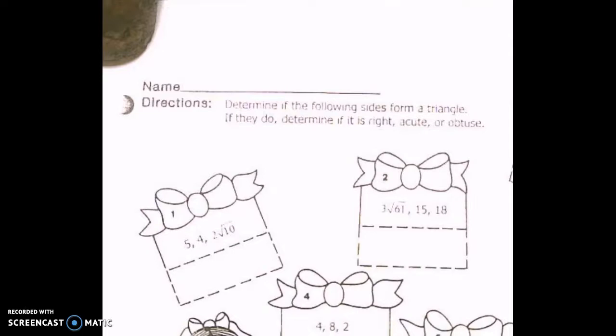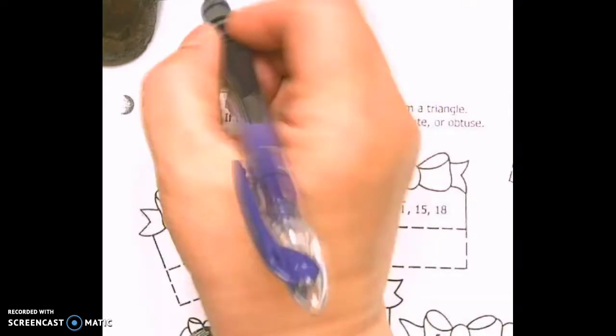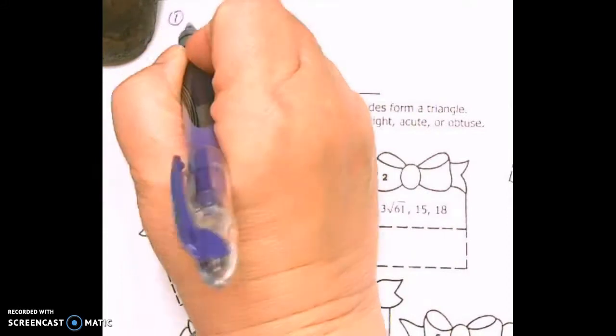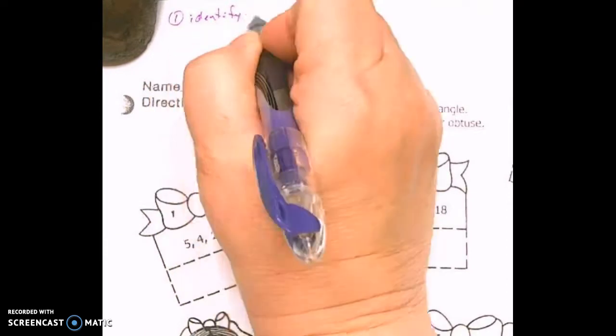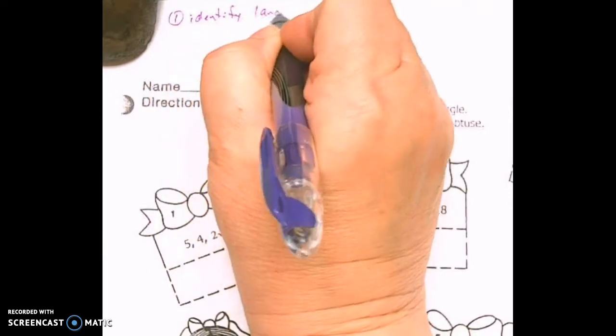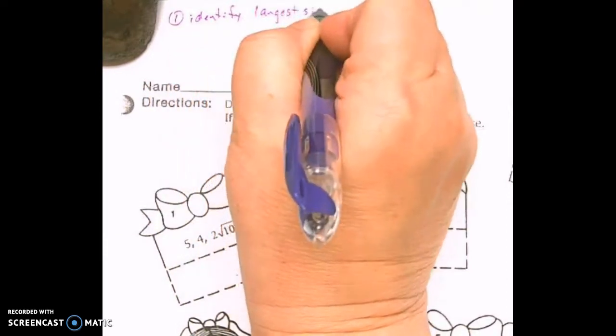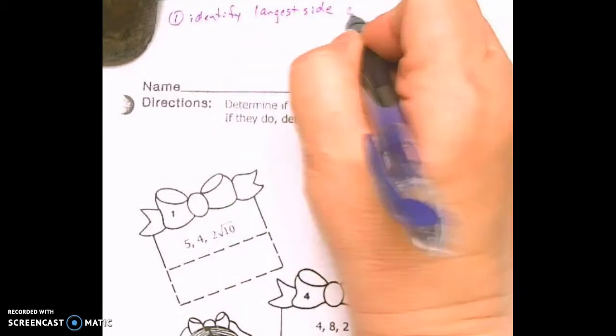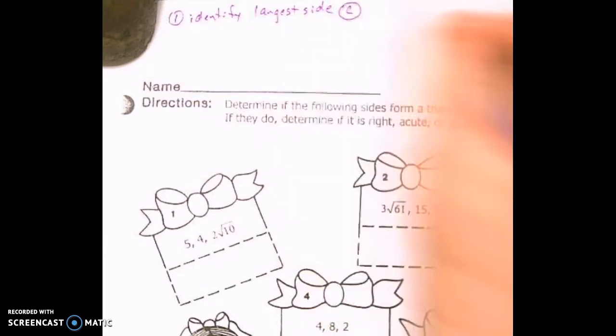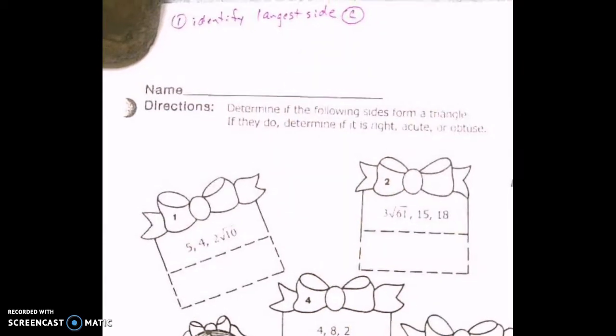So in order to figure out, do we have a triangle, and what kind of a triangle do we have, we need to always identify what that largest side is. So the first thing we're going to do is identify the largest side. We usually call that largest side side C, and I like to circle it so that I have that isolated from the other two sides and I can compare it then.